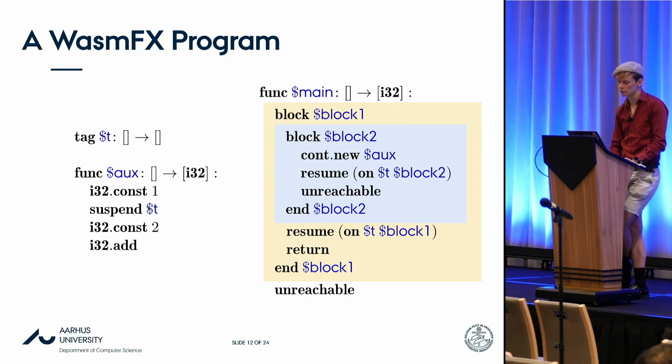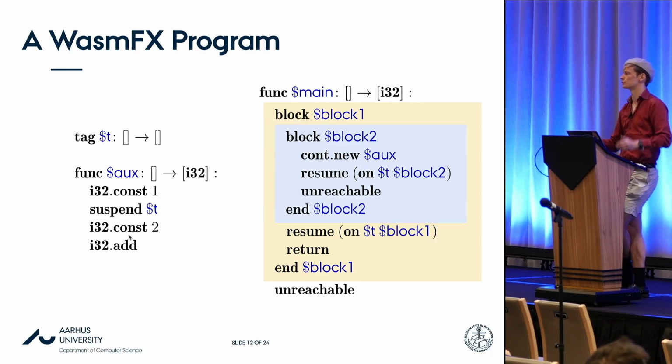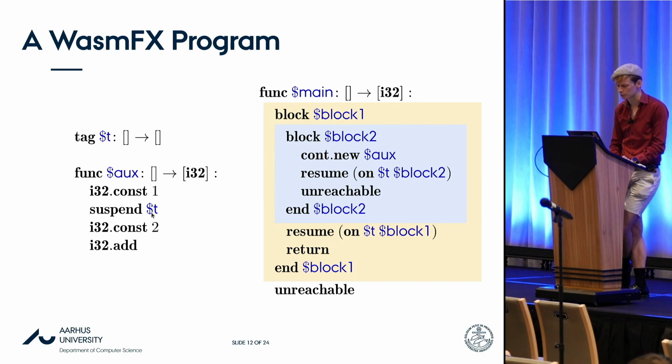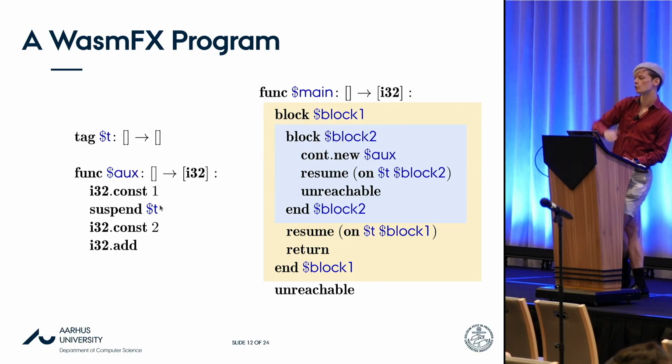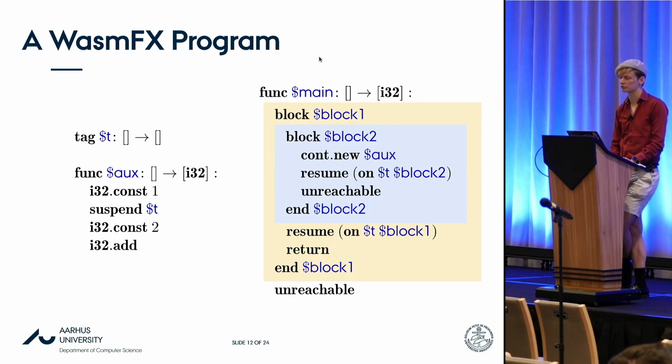But as you can see, I've got a suspension here, suspend to the tag T. That's just how I differentiate different kinds of effects that can be introduced. In all of my examples, I'm only using one effect for simplicity, but that's kind of like when you define your new exceptions, you could have many different names here. And to understand exactly what this suspension does, we need to see the code that is actually going to invoke the auxiliary function. That's my main function here on the right.